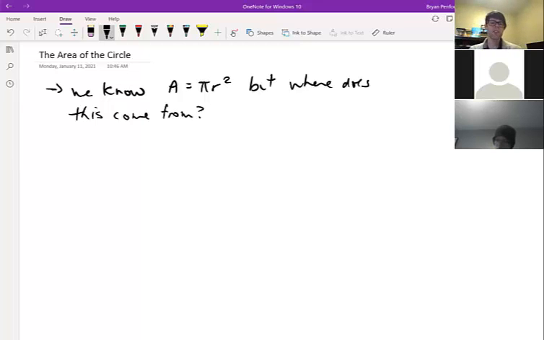So here's our leading question. I know that the area of a circle is pi r squared, but where does that come from? Is there a way that we could potentially have just stumbled into this formula and not really knowing too much about calculus? And the answer is yes.